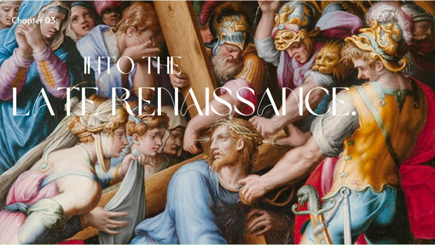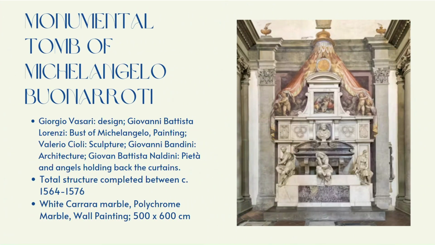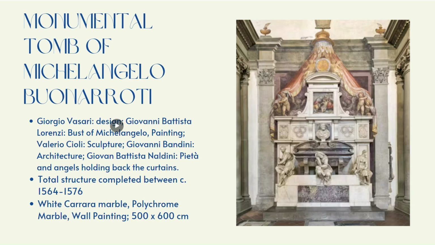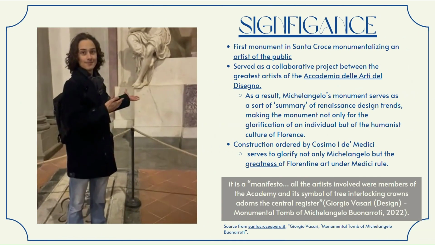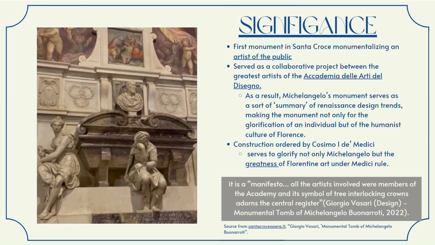So finally, we move into the late Renaissance. And we see our one case tomb for this period, which is the monumental tomb of Michelangelo Buonarroti. It's designed by a variety of members, including Vasari, Battista Lorenzi, Joly, Bandini, and it was completed around 1564 to 1576. It's made of white Carrara marble and polychrome marble. It has a wonderful wall painting backsplash, and its significance is really in that it was the first monument in Santa Croce monumentalizing an artist of the public.